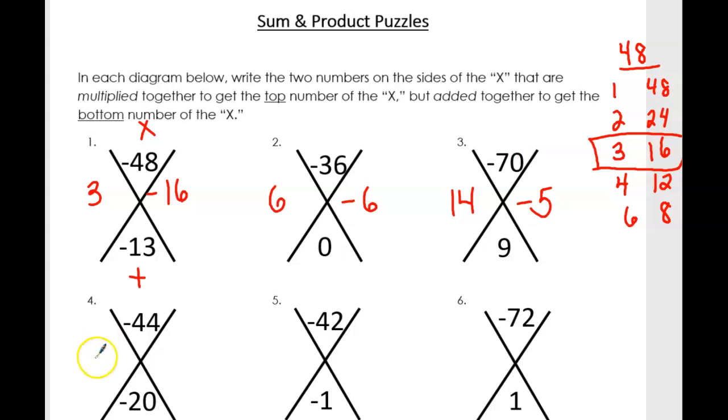Number 4, we could say 22, or actually negative 22 and 2. That would give me negative 44 when I multiplied, and it would add up to negative 20. All right. For negative 42, I can have a negative 7 and a positive 6. And negative 72, I have a 9 and an 8. And in this case, the 8 is going to be the negative, so that when I add it together, I get a positive 1.